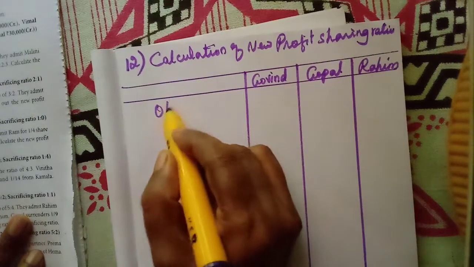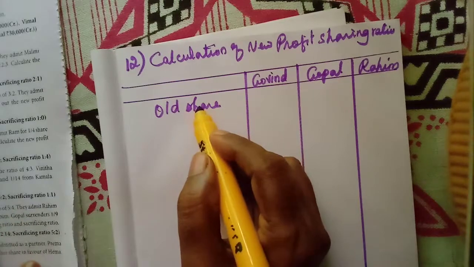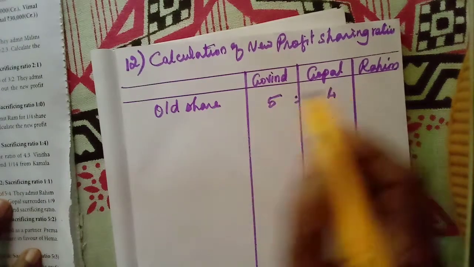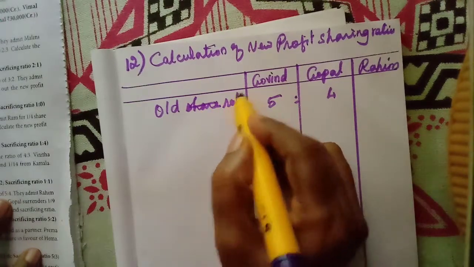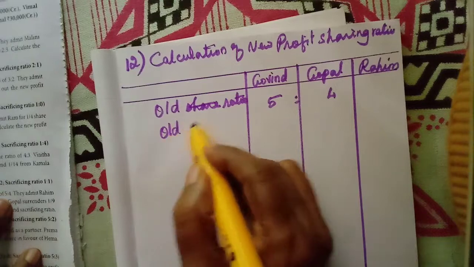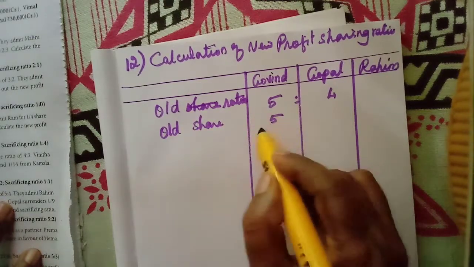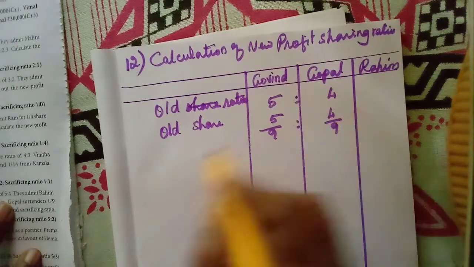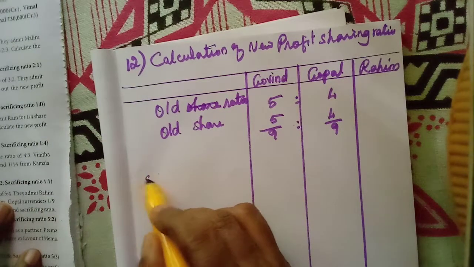Okay, first old ratio, 5:4. Sorry, old ratio. Now old share, 5/9 and 4/9. Now share sacrificed.